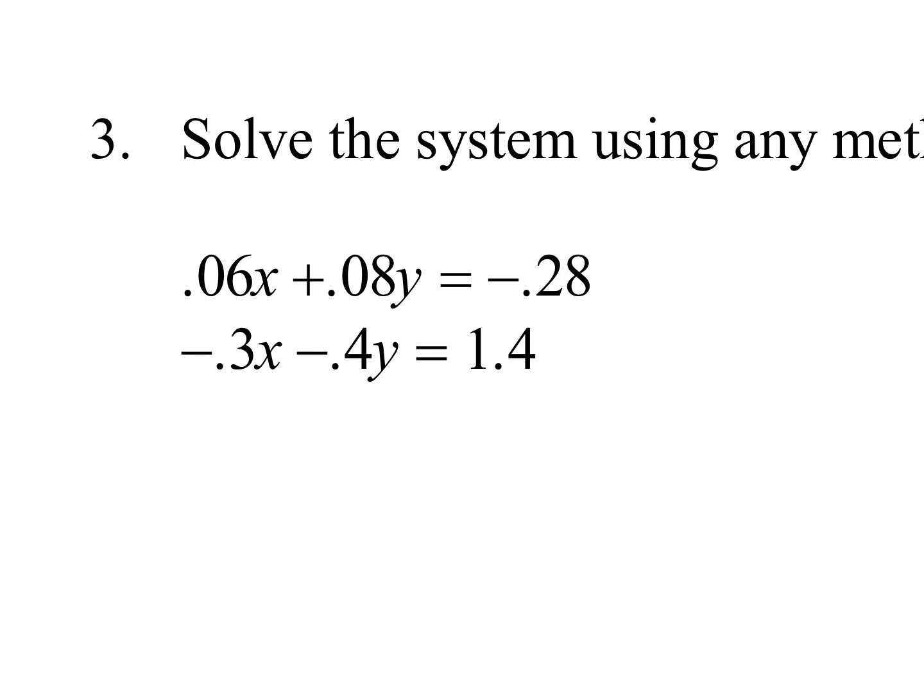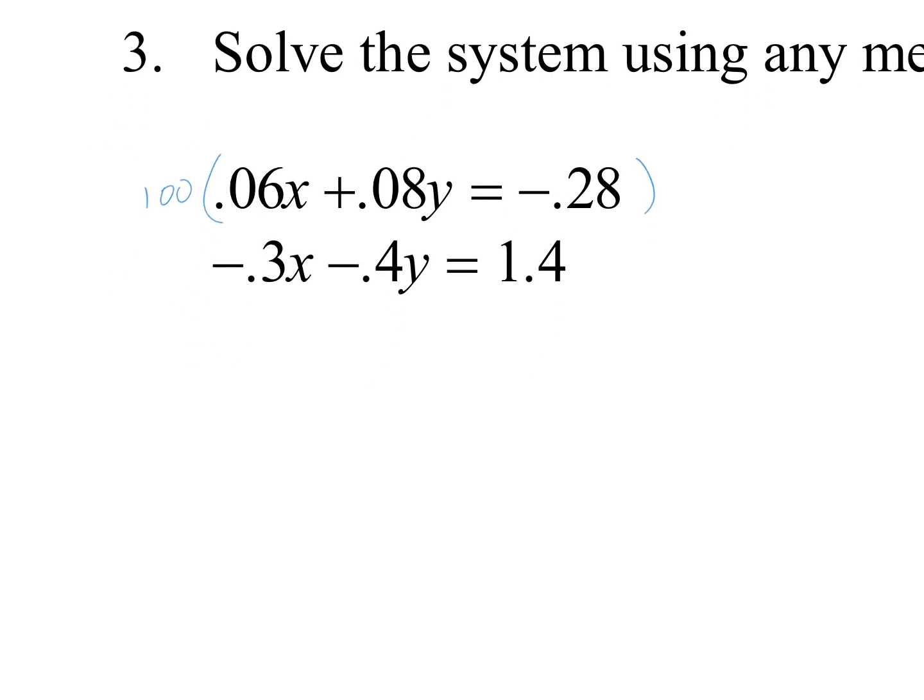What could I do here to make this problem a little easier? Okay, I'm going to multiply the top equation by 100. What is that, in a sense, going to do? Just move your decimal points. So this is going to become 6x plus 8y equals negative 28. What am I going to do to the bottom equation? Multiply by what? Multiply by 10. So I have negative 3x minus 4y equals 14. All right, now elimination or substitution. What do you guys want to do?